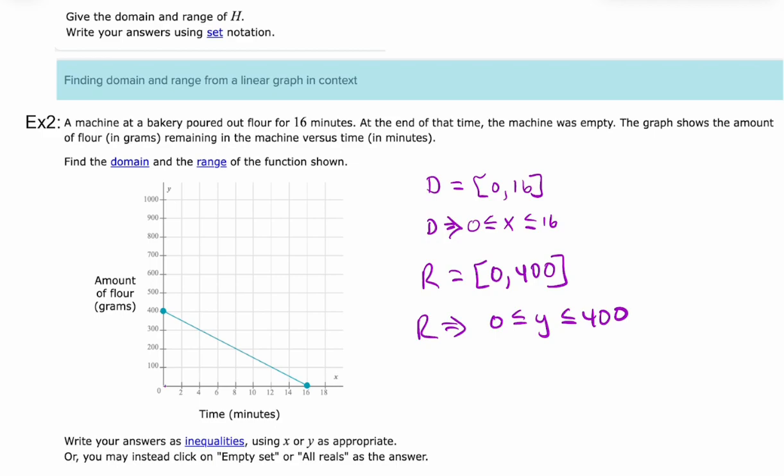So domain are the x values you use from least to greatest. Range is the y values from least to greatest.